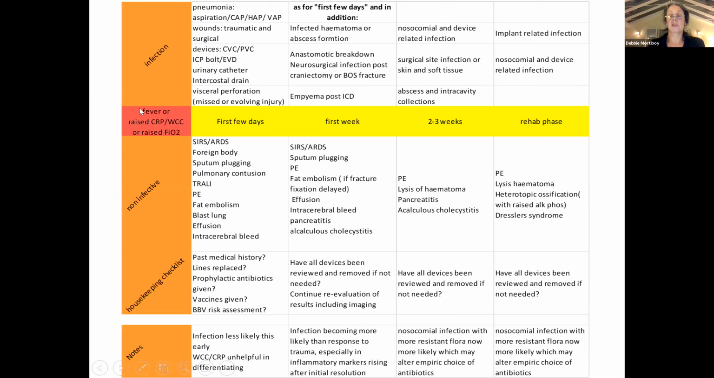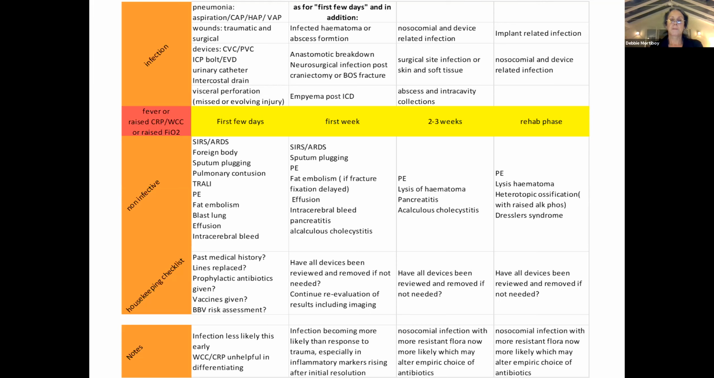And right over on the left, you'll see I've put fever, raised CRP, white count, or raised inspired oxygen, thinking particularly about the ITU patient and the polytrauma patient. And in fairness, most of what's contained in here is directed towards thinking about our most complex polytrauma patients who are going to be in ITU. So in the first few days, as I've already touched on, I think the CRP and white cell count are completely meaningless to point us in the direction of infection, to the point of just ignore them.